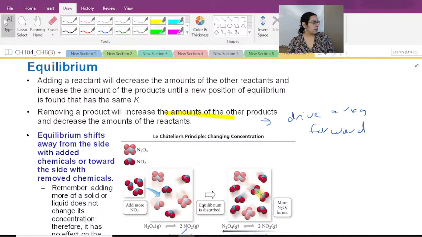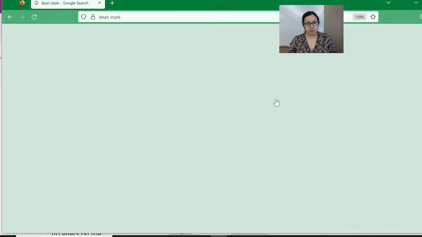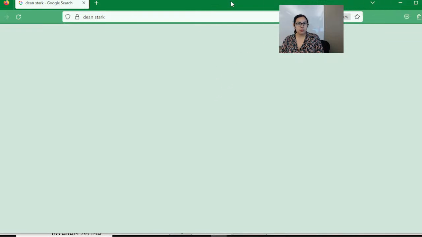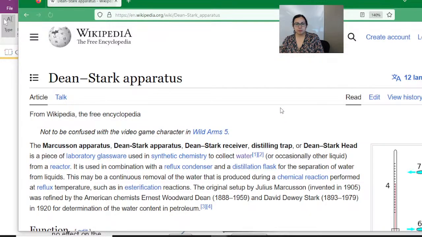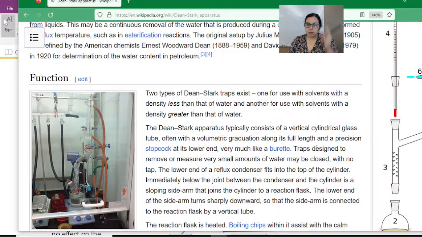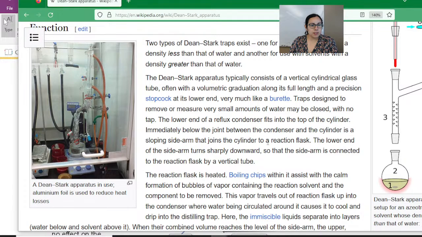And so this is now a practical application, at least, of this process. And so one example of this would be in this Dean-Stark apparatus.